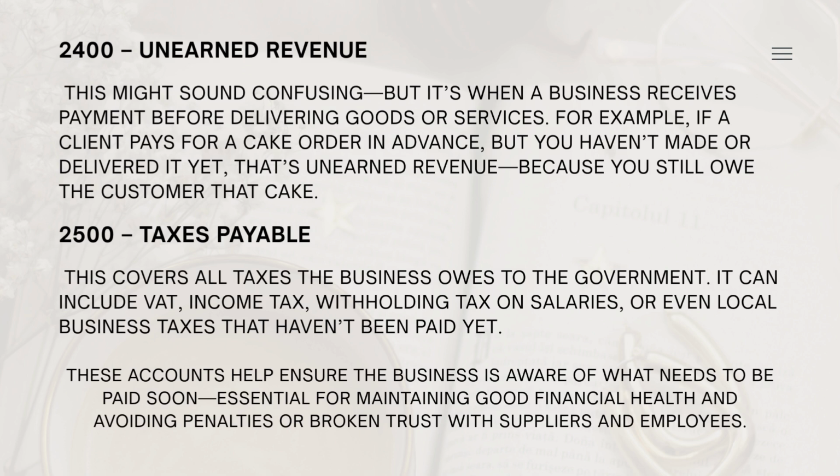2500, taxes payable. This covers all taxes the business owes to the government. It can include VAT, income tax, withholding tax on salaries, or even local business taxes that haven't been paid yet. These accounts help ensure the business is aware of what needs to be paid soon, essential for maintaining good financial health and avoiding penalties or broken trust with suppliers and employees.